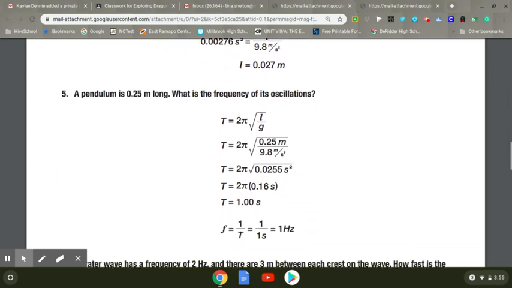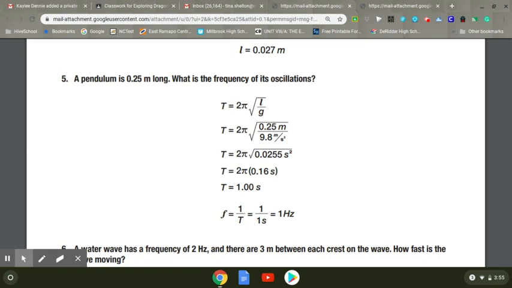Again, you're going to use that same formula because you're doing a pendulum. This time the length is going to be given to you, and you're calculating your period. The question asks for the frequency, but you have to calculate your period first before you can find your frequency.